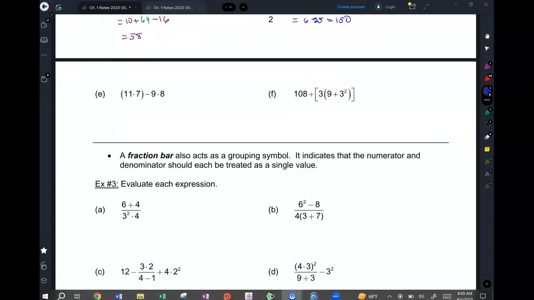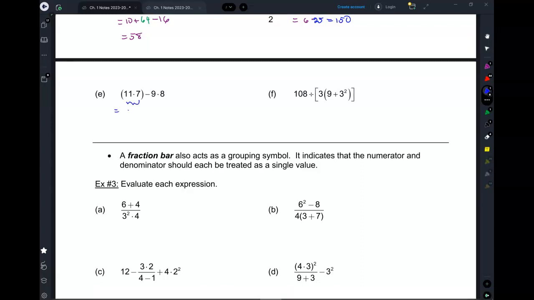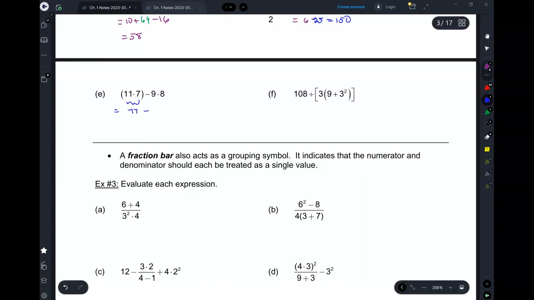One. I have 11 times 7, which I'm going to do first. 77 minus 9 times 8 is 72. That's a total of 5.